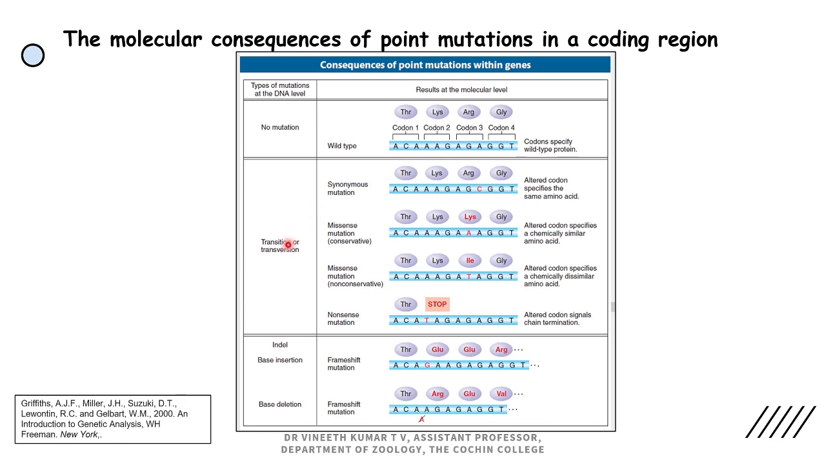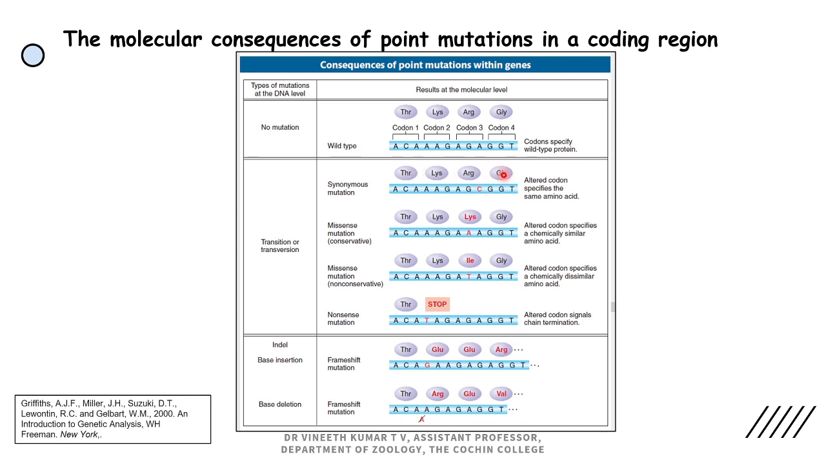So we'll check whether each one is a transition or transversion, when we discuss them one by one. The first one, you can see, this is the DNA sequence, and in the third codon, the last base, adenine, is replaced by cytosine. Adenine is a purine and cytosine is a pyrimidine. So this is a transversion.